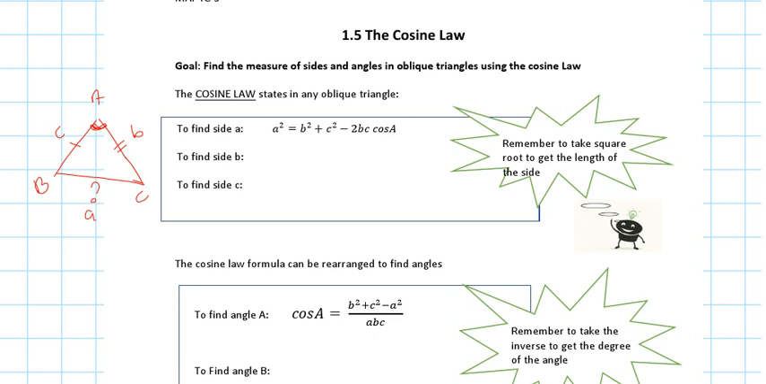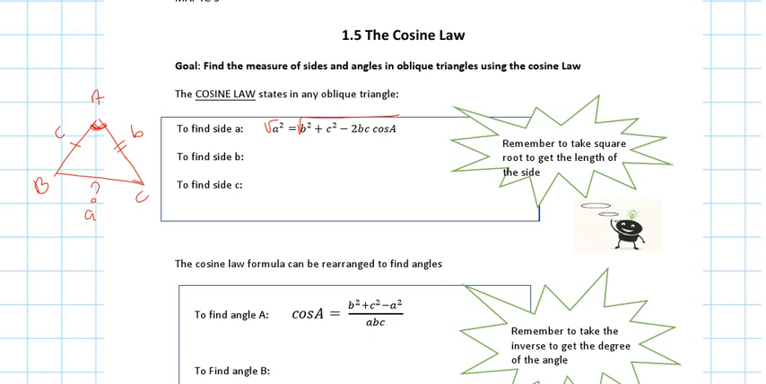So, again, you know the two sides, B and C, and you know the angle between them, which is angle A. So you're going to do B squared plus C squared minus 2BC cosine angle A. At the end, to find side A, you don't want to forget that you need to square root your answer, okay? Otherwise, you're finding A squared.